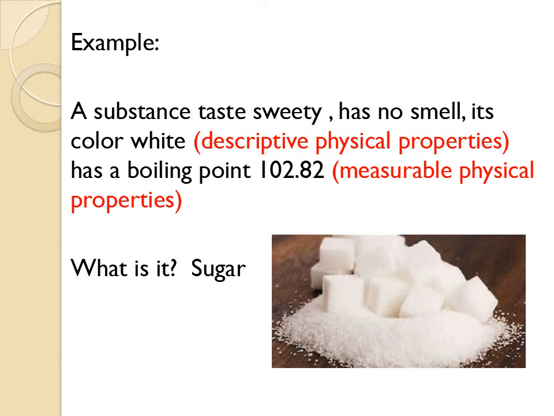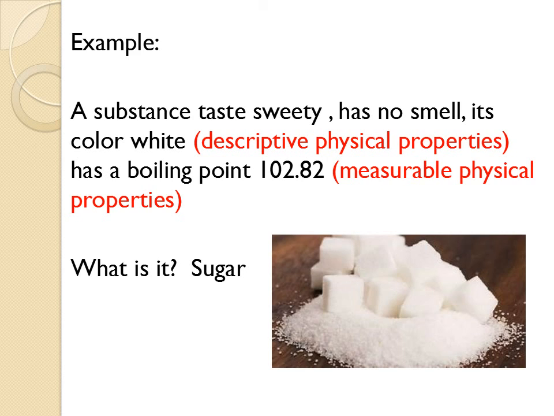Has a boiling point 102.8200. These are measurable physical properties. Why are they called measurable? Because we are here talking about the boiling point and we are talking about numbers. So when we have a number, we call it measurable and non-descriptive. So by using both descriptive and measurable physical properties, we can know that this unknown substance is called sugar.